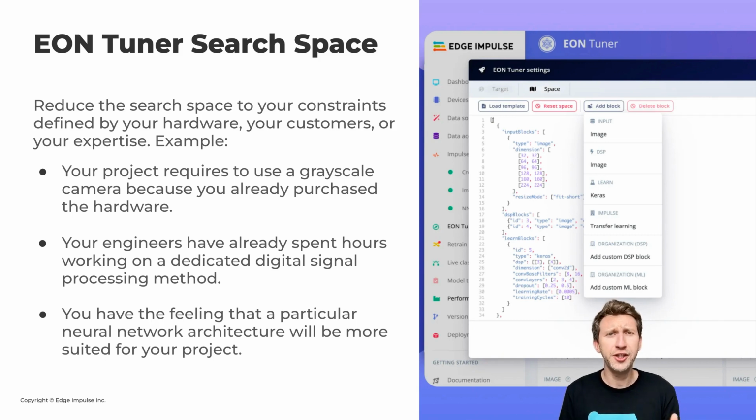Or your engineers have spent hours working on a dedicated signal processing method and it's been proven to work. In that case, you want to use that and open up the grid search only for the neural network. Or, if you have the feeling that a particular neural network architecture will be more suited for your project because you've got great data scientists with great expertise, you want to fix this one and maybe open up other hyperparameters or the DSP, the signal processing part.